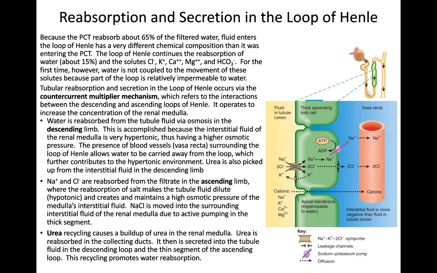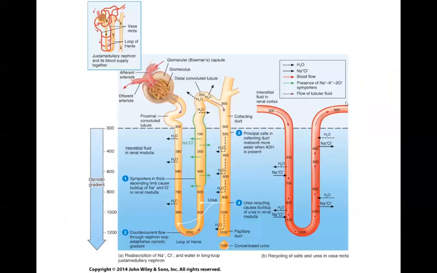Okay, what takes place in the loop of Henle can be described as the countercurrent multiplier mechanism, which refers to the interactions between the ascending and the descending loops of Henle, which operates to increase the concentration in the renal medulla. Essentially, what happens here is twofold. Something is taking place on one side in the ascending limb that affects the descending limb. Okay, and I can show it best here on the next page, where we can actually see what's going in which direction.